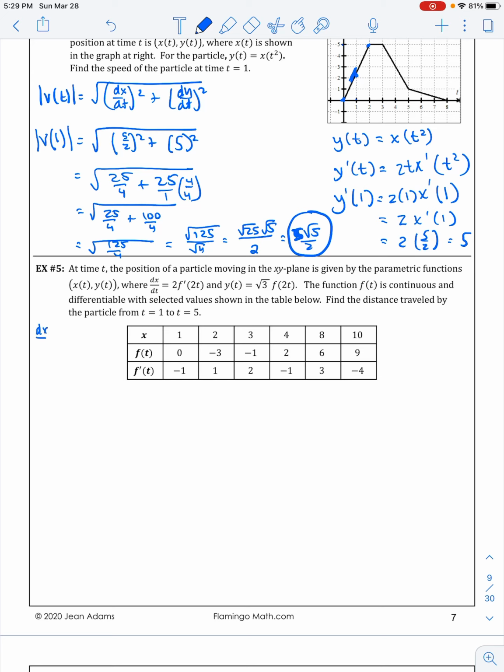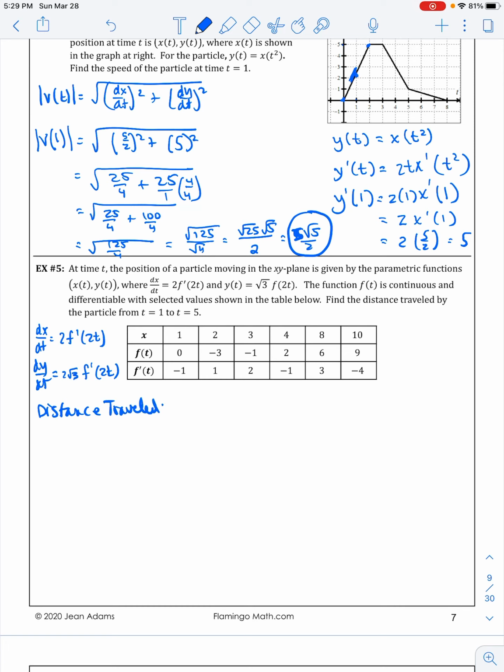So one thing I did do is I just stated what my dx/dt was, because I knew it was going to be in my formula. So it was 2 times f prime of 2t. And my dy/dt, we need to calculate. I'm going to take the derivative of 2t and multiply it by the square root of 3. So this is going to be 2 times the square root of 3 times f prime of 2t. Okay, so that is my dx/dt and my dy/dt.